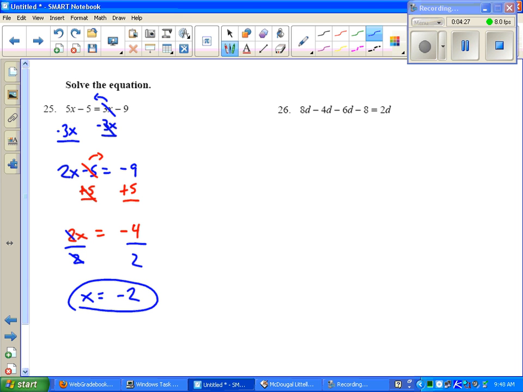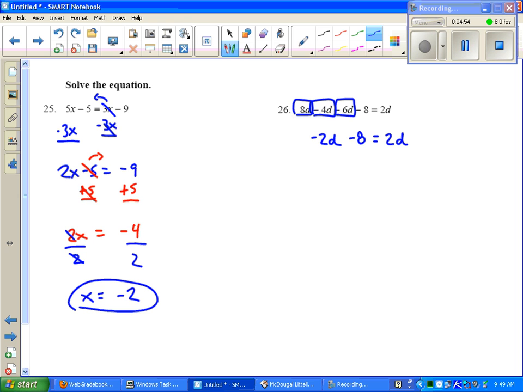For 26, you have to do some combining of like terms before you try to do anything else. That means combine 8d, negative 4d, and negative 6d. 8d minus 4d is 4d, and 4d minus 6d is negative 2d. All we did was combine those just like they are. We didn't do inverse operations because we didn't go across the equal sign. Bring down your minus 8 equals 2d.